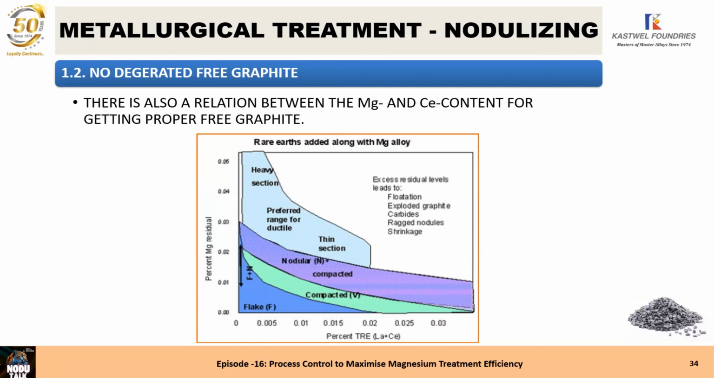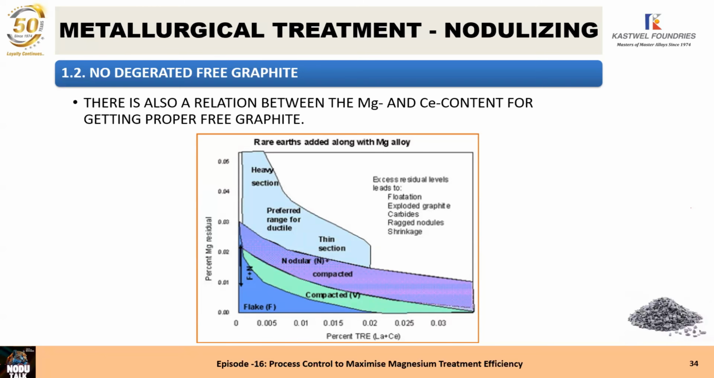At the very low level of rare earths and residual magnesium, you have flake graphite. As the residual magnesium and the rare earth increase, we have compacted graphite. A little higher than that, we have nodular graphite and compacted graphite. We don't want to avoid the formation. Next slide, please. So let's start with this slide once again.